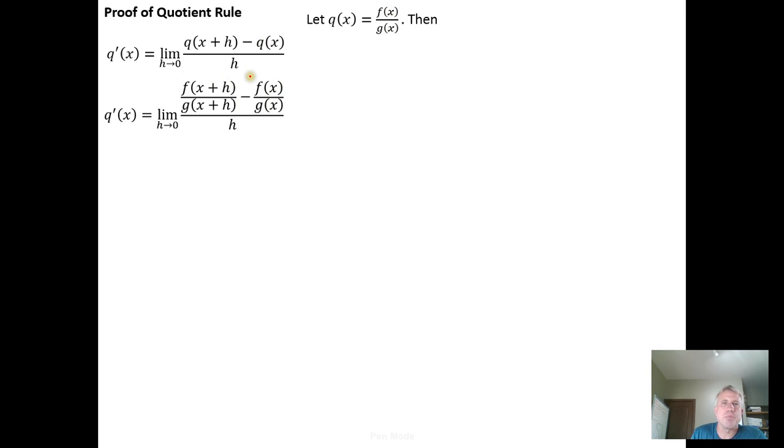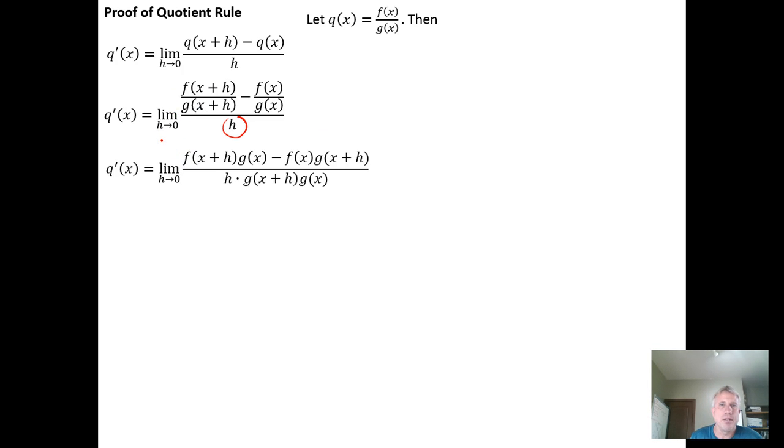And anytime we have a subtraction of ratios going on, it kind of screams at us that we should probably investigate finding a common denominator and seeing what that looks like. So to get a common denominator here, we would just be multiplying this term by g of x over g of x, and this would be multiplied by g of x plus h over g of x plus h. And we know if we're dividing everything up here by an h, that's the same as multiplying by the reciprocal of h. So that moves you to the next line.